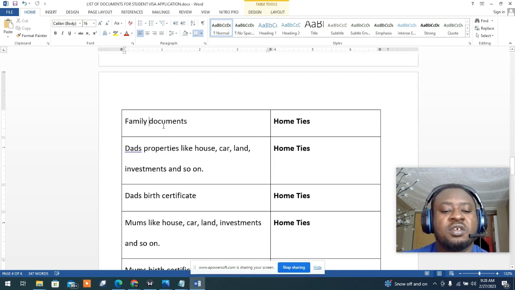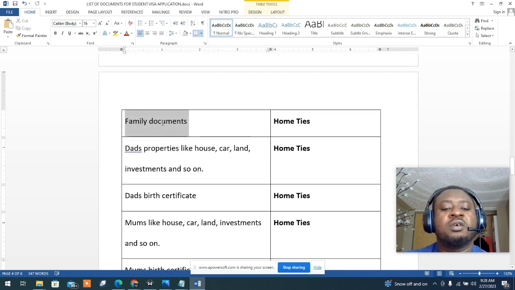At least you have photos of your parents, your father and mother. Maybe your dad is late or your mom is late, but at least you have people. Just that you have people, so you need photos of that or their documents. So attach that. Then if your dad is still alive, your dad's property like maybe house, cars, land, investment, and so on. Any of your dad's property, you can include that.